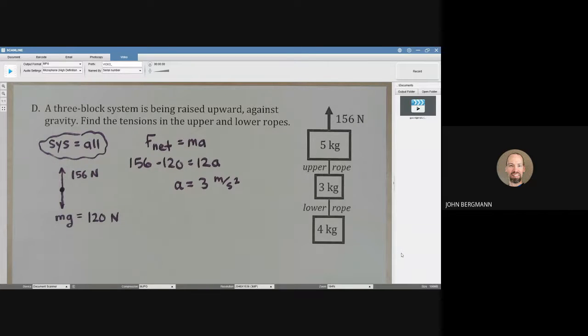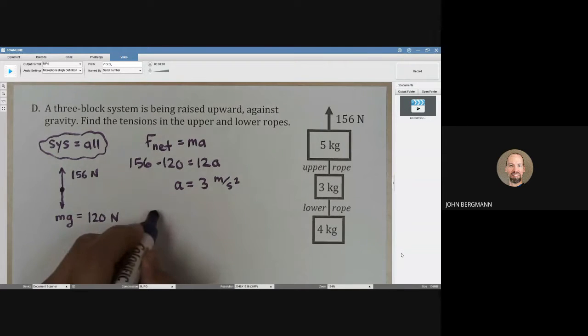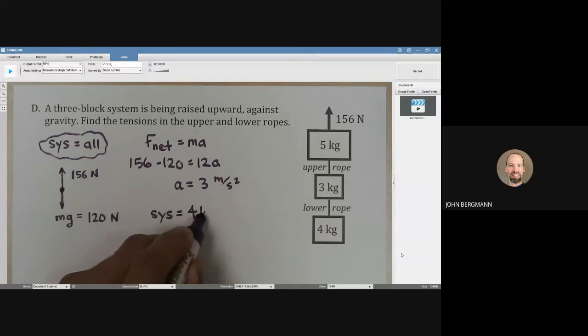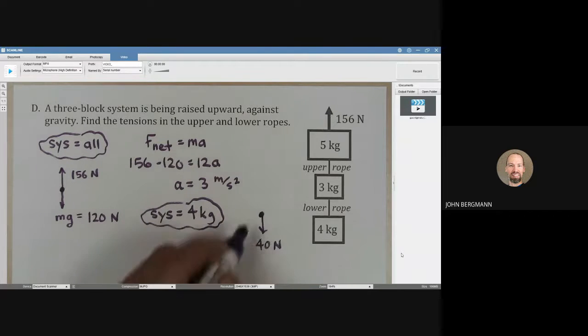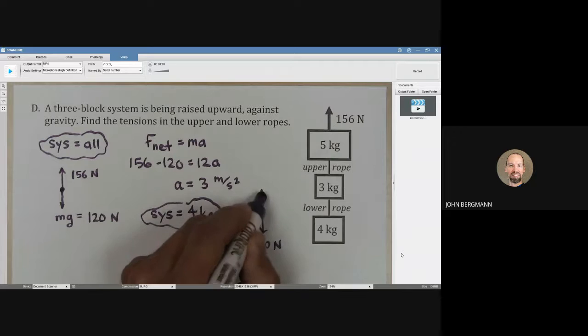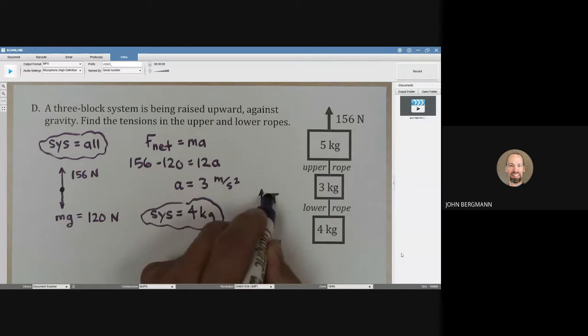Now that we know that all of these are accelerating at 3 meters per second squared, why don't we say, you know what, let's make the system just the 4 kilogram mass. And if we draw a free body diagram for that, we'd have m times g for the 4 kilogram mass only would be 40 newtons. And then we have this tension in the lower rope. I'll call it T sub L.